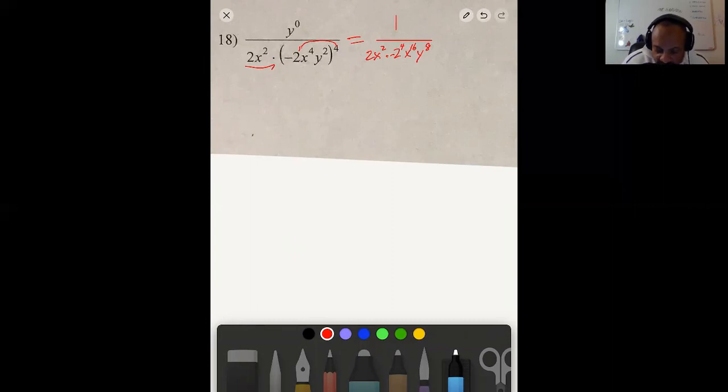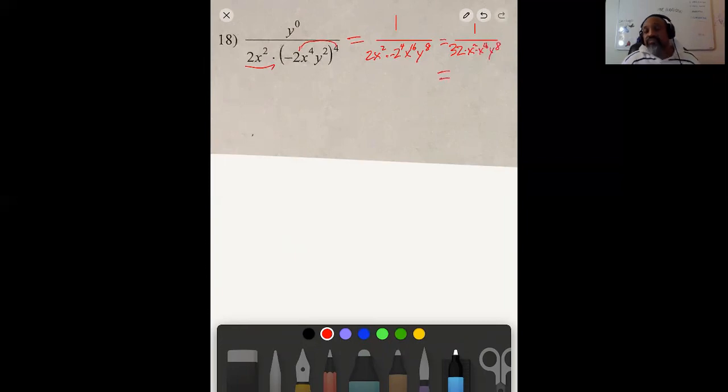So now we've gotten rid of the parentheses. Now a negative 2 to the 4th power is going to be 16. So 16 times 2, we're going to have 32 on the bottom, over 1. And then we have x squared times x to the 16th. And then we've got y to the 8th.